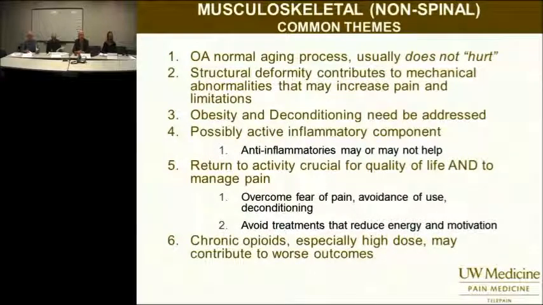Obesity and deconditioning, again, like spinal pain disorders, needs to be addressed. And if there is an active inflammatory component, then NSAIDs may help. They may not once the pain is fully centralized. Return to activity is crucial for quality of life and to manage pain. This is identical to the spinal pain component. Point 6 is chronic opiates, especially high dose, may contribute, again, to worse outcomes.